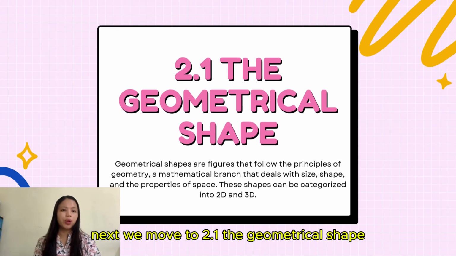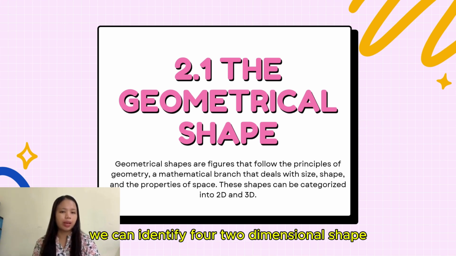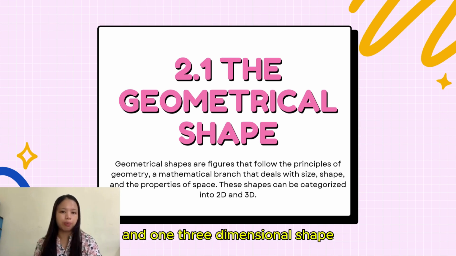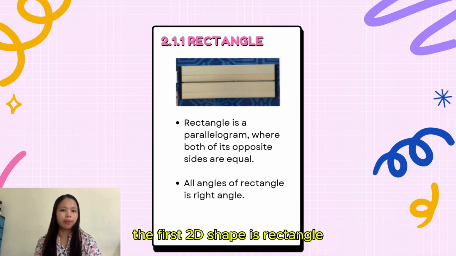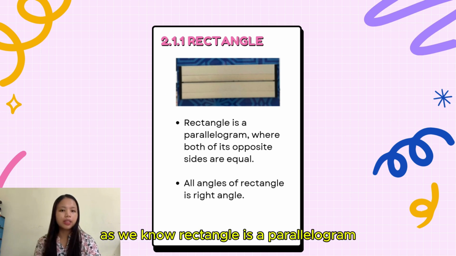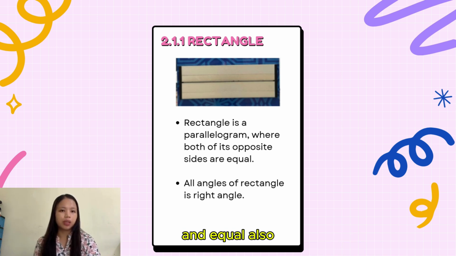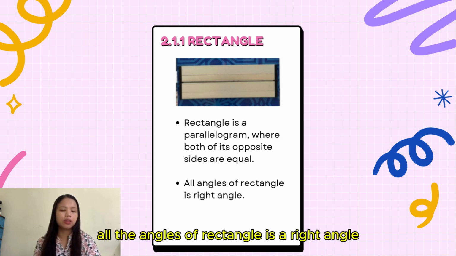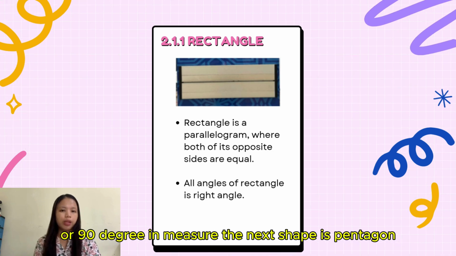Next, we move to 2.1, the geometrical shapes. Based on the structure we chose, we can identify 4 two-dimensional shapes and 1 three-dimensional shape. The first 2D shape is rectangle. As we know, a rectangle is a parallelogram where both pairs of opposite sides are parallel and equal. Also, all the angles of a rectangle are right angles, or 90 degrees in measure.